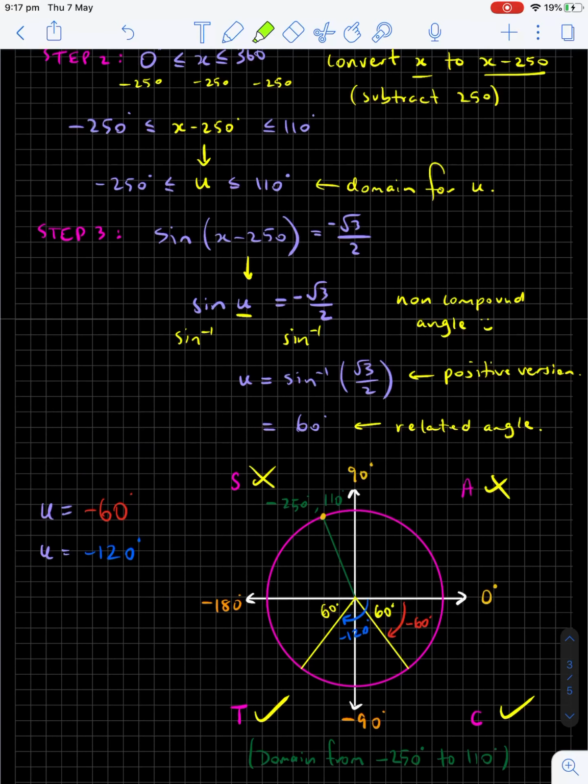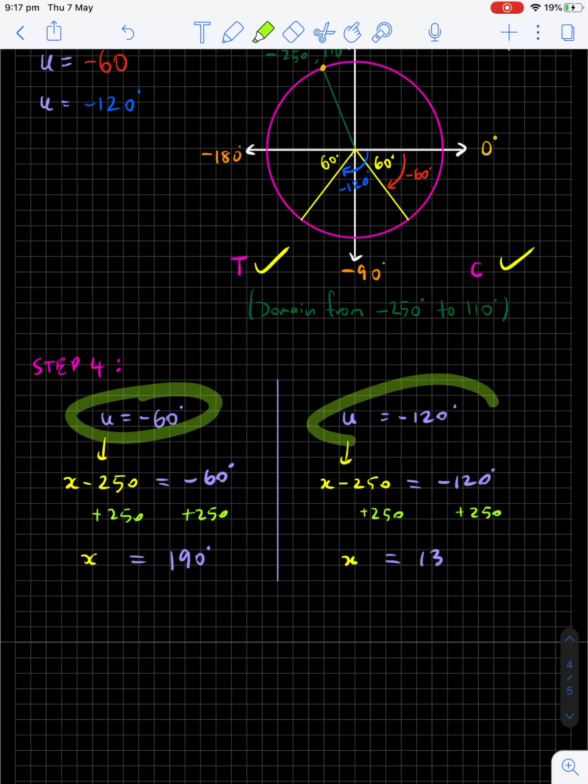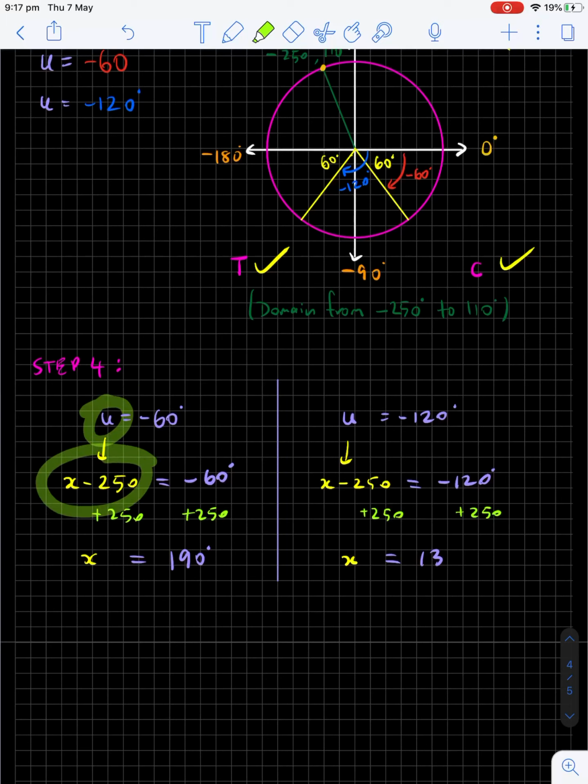Okay, so we've got our values for u. Let's do step number 4. So now that we know what u is, negative 60 and negative 120, we want to change our u back to what it's equal to in terms of x. So u is equal to x minus 250, so both u's change to x minus 250. And then you get your x by itself by adding the 250 to both sides.